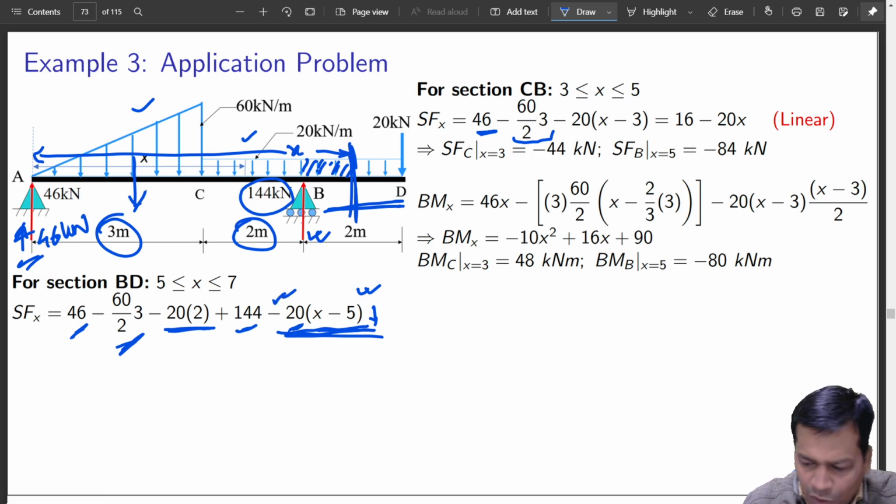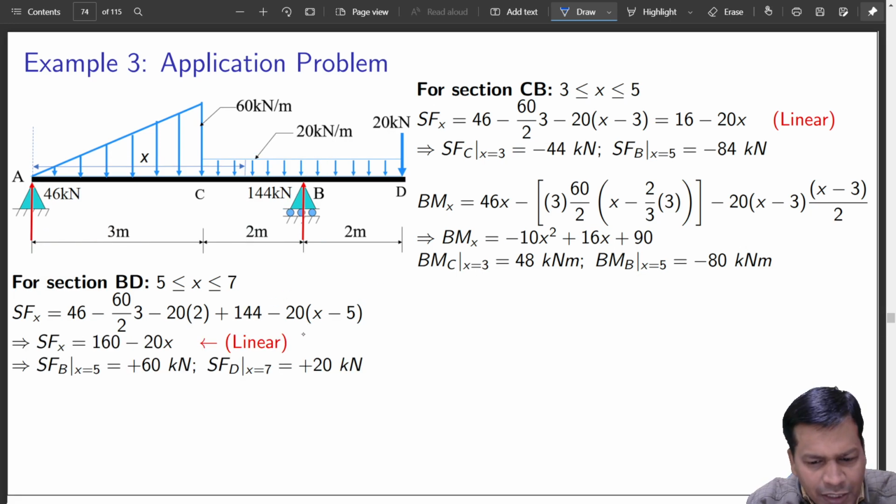Got it? So now again I will simplify this, I will get a linear equation as expected. Okay, shear force at extremes, extremes are at B and D, because this time x is in this region. So these are the two values.